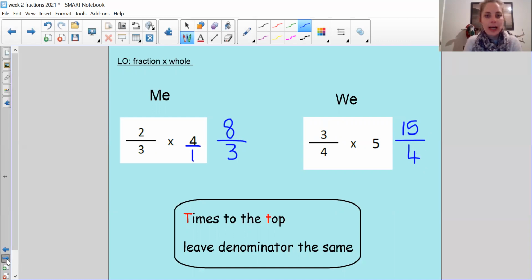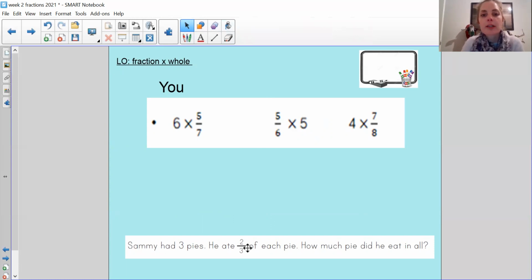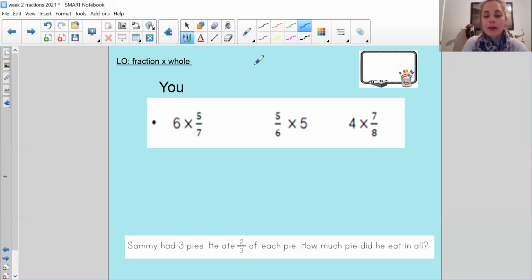Okay. Right. Can you now do these three questions on your own, and then there's a word sum, which is also going to be multiplying the whole number by the fraction. So pause the video now and see if you can do those three as some good practice before you start your activity. Okay, if you need some more time, you're welcome to carry on pausing the video. Otherwise, we're going to mark.